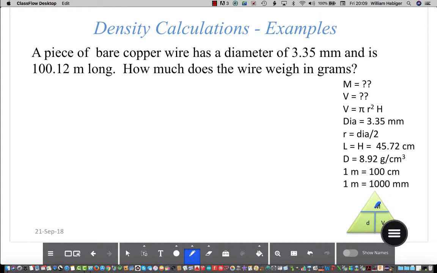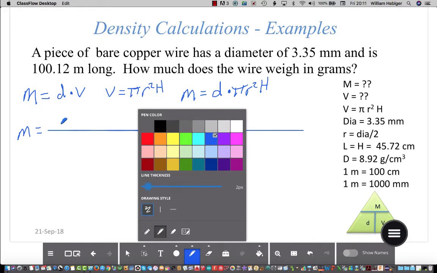Since we're looking for the mass, we've got to figure out what our mass equation is. Rearranging our density formula, we get mass is equal to density times volume. However, they don't give us volume, we have to calculate it. We know the volume of a cylinder is calculated by the formula pi r squared times h, or times the height. We're going to substitute that in for the volume in our density formula. We end up with an equation where mass is equal to the density times pi times r squared times the height. So we're going to start plugging in our numbers.